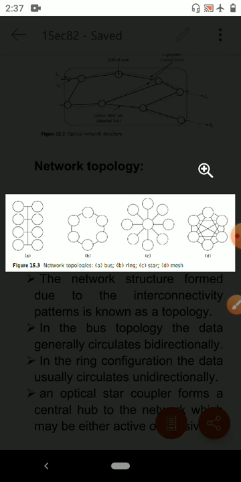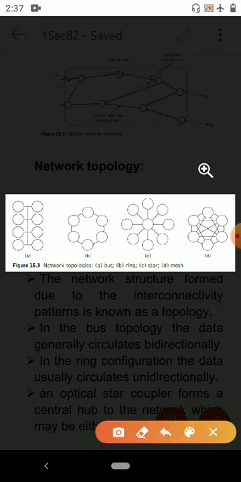In the bus topology, the data generally circulates bidirectionally. Data is input and removed from the optical fiber bus via 4-port couplers located at the nodes. In the ring topology, the data usually circulates unidirectionally, being looped through the nodes at each coupling point, and hence it is repeatedly regenerated in phase and amplitude.